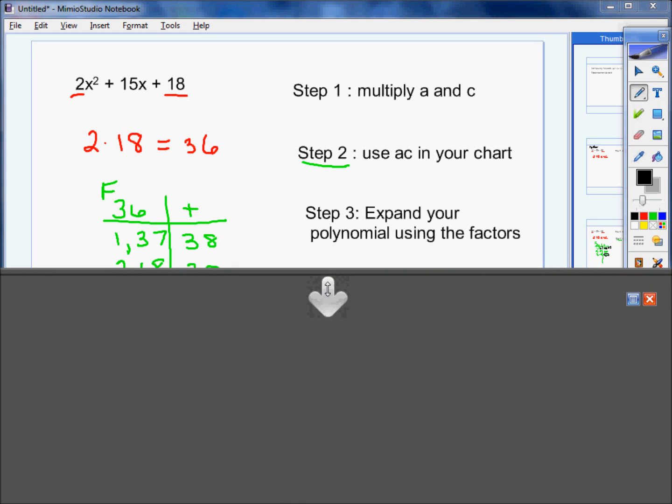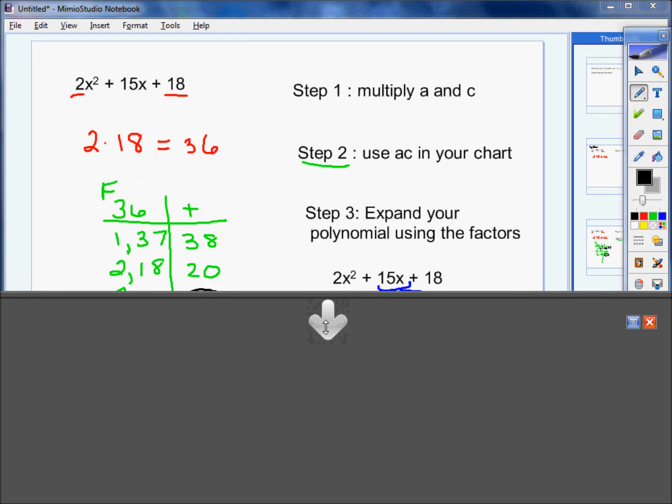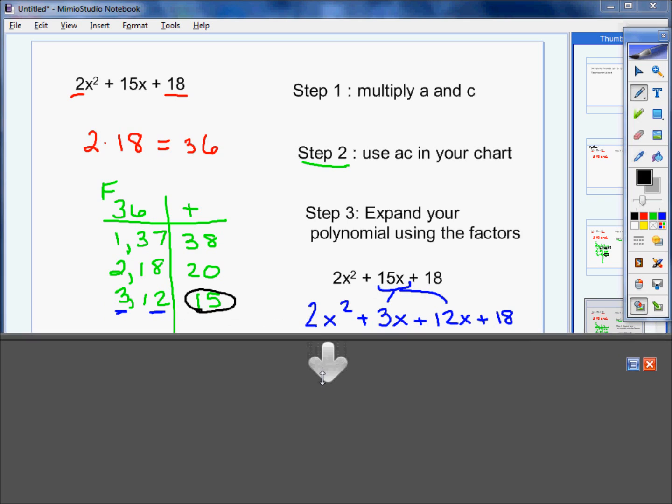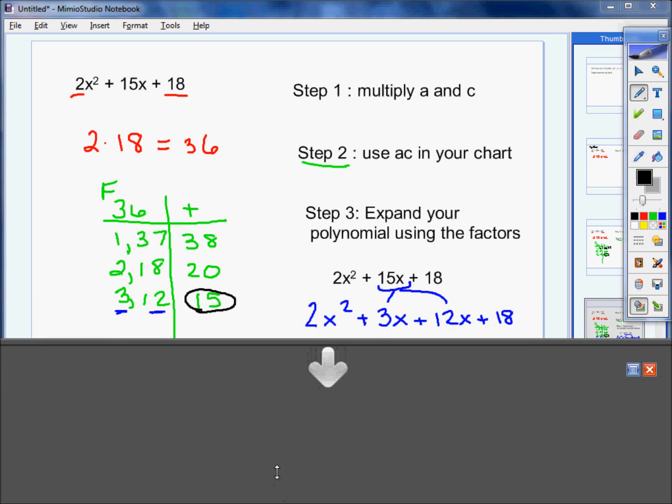We're going to expand the polynomial. We're going to take this polynomial, and we're going to use that 3 and 12 to rewrite it so that it looks like this. We bring down the 2x squared, and you bring down the 18.